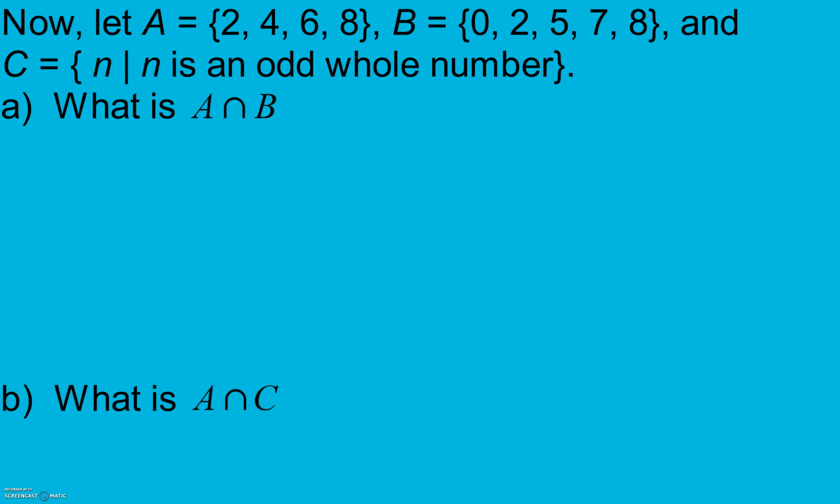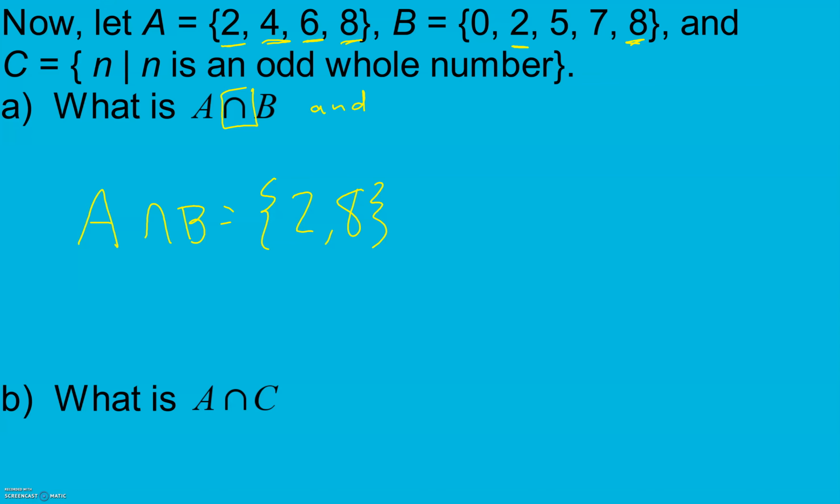Now, feel free to pause here and give this a try if you'd like. For A, we want the intersection of A and B. This is like an AND, so things that are in A and in B. We put them in curly brackets because it's a set. I check. Is it 2 in both? Yep. 4? No. 6? No. 8? Yes. So the only things that are going to be in both are 2 and 8.